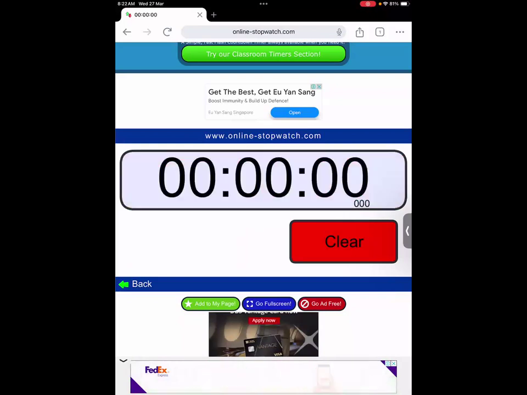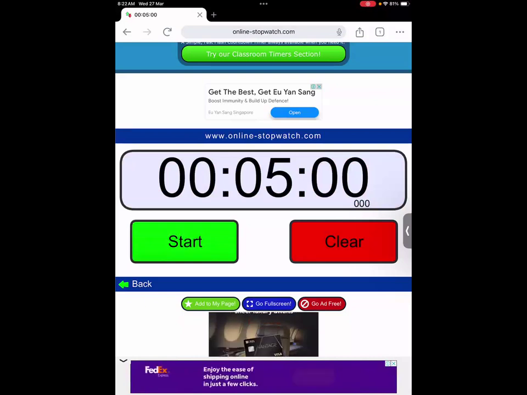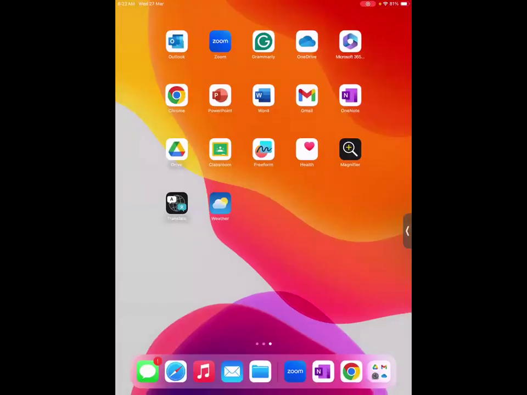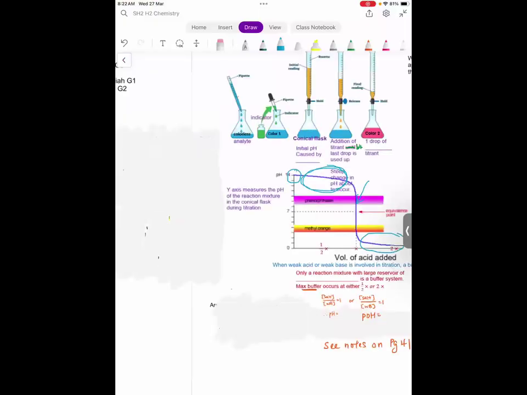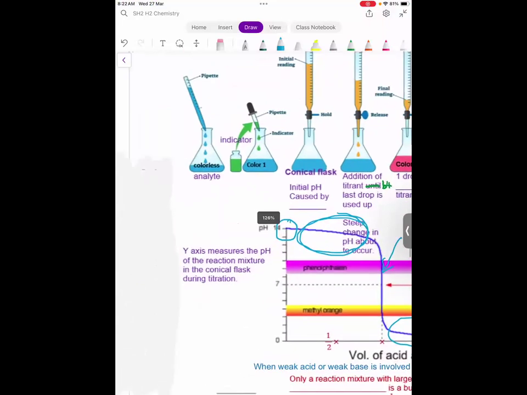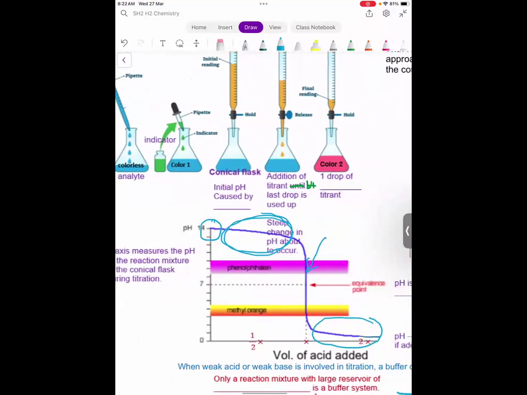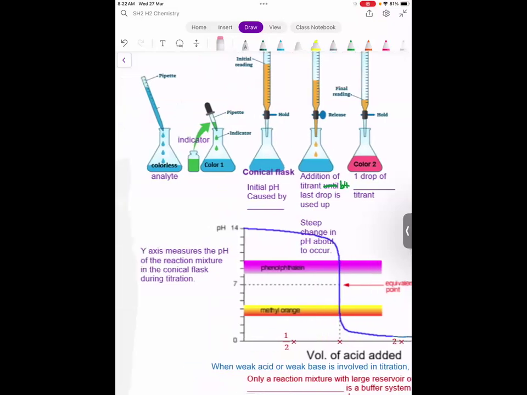Okay, time's up. So in this case, I will fill in the blanks first. If I'm not clear, please tell me or clarify with me. So this is where the initial pH is. Okay, so this is initial pH.